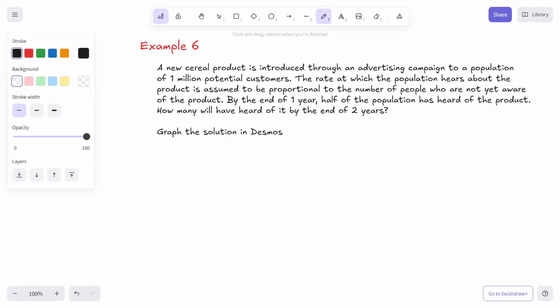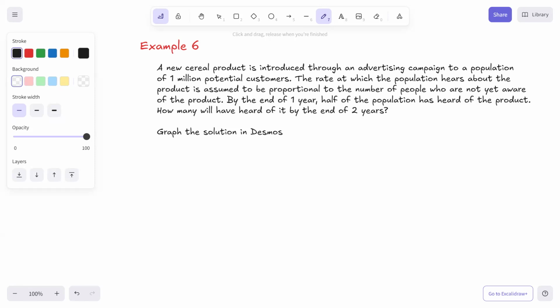For our next example, a new cereal product is introduced through an advertising campaign to a population of 1 million potential customers. The rate at which the population hears about the product is assumed to be proportional to the number of people who are not yet aware of the product. By the end of 1 year, half of the population has heard of the product. How many will have heard of it by the end of 2 years? We can also graph this solution in Desmos when we're done here.